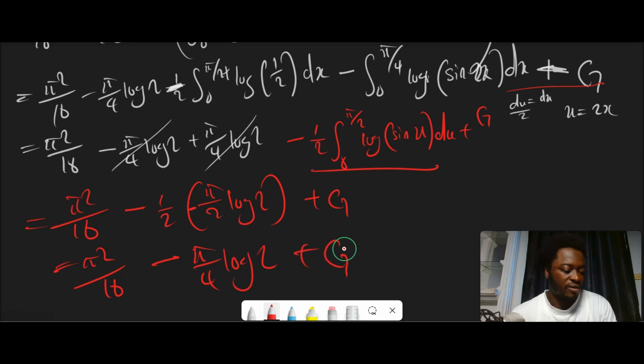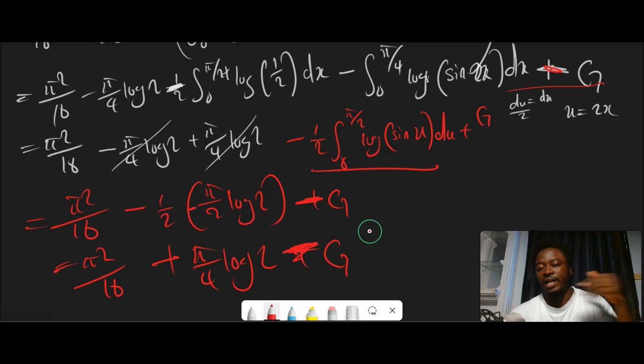So to confirm, let's check. Where am I getting the minus? Okay, this is going to be a plus sign here. Okay, this is minus G rather. This is minus G. Yeah, this is minus G. So that is the correct solution.